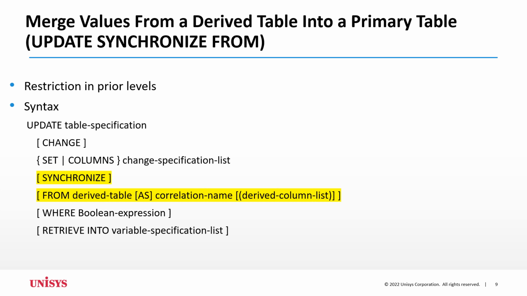You can find the syntax in the RDMS PRM in section 10.5.1. In previous levels, RDMS returned error 43230 when someone used synchronize from with a derived table. In RDMS 24R1, you can now use the synchronize from syntax to merge values from a derived table into a primary table.